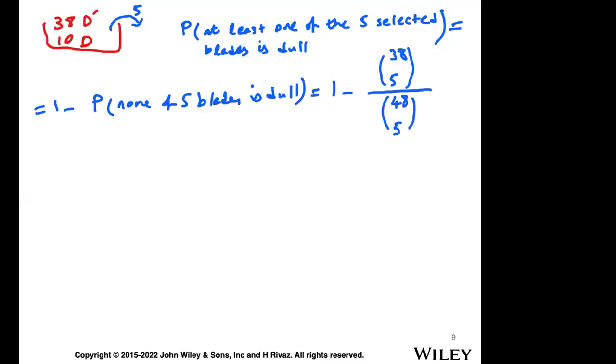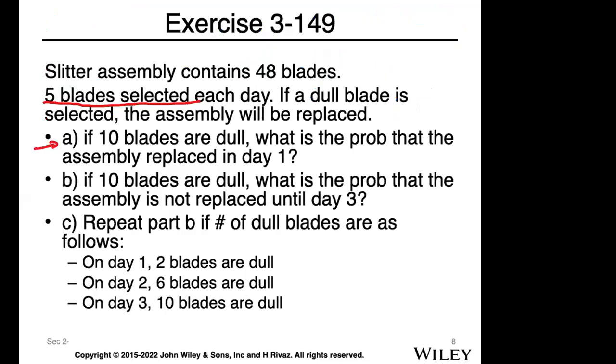So for the next part of the question, which is part B, it makes sense to call this something instead of this long name P of this. So let's call this P of replace, right? The question said if a dull blade is selected, then the assembly will be replaced, right? So we call this probability of being replaced, P of R, right? So any questions about part A?